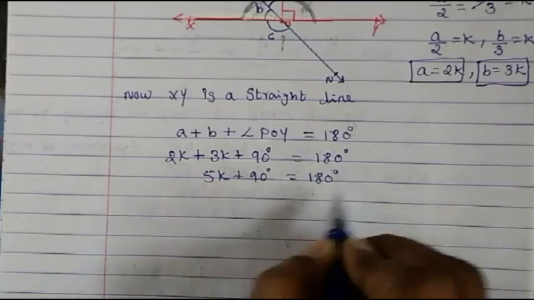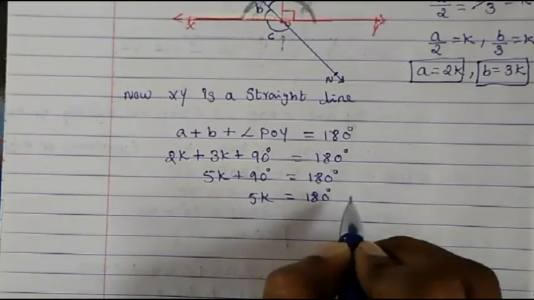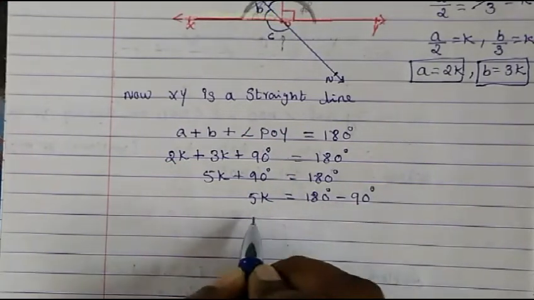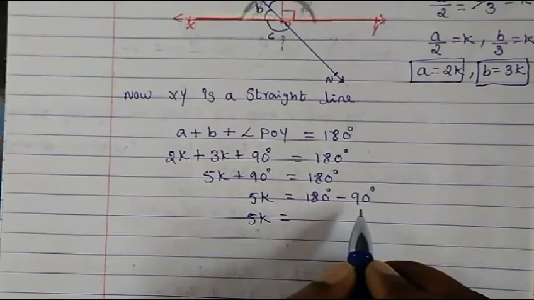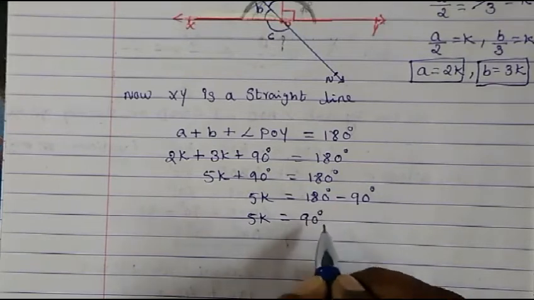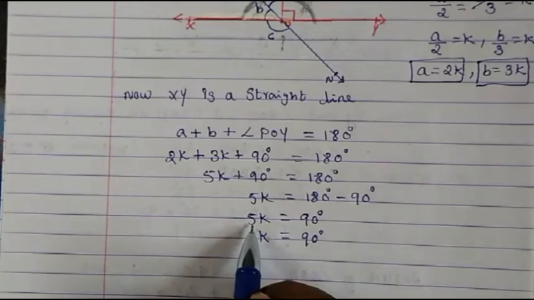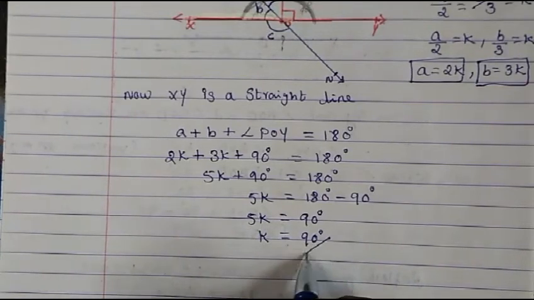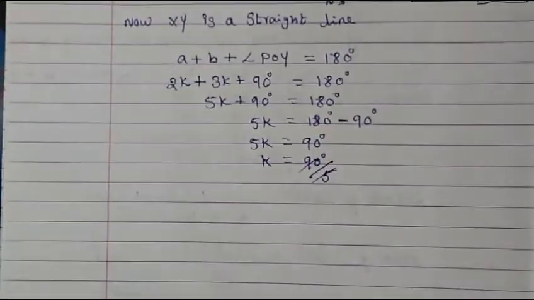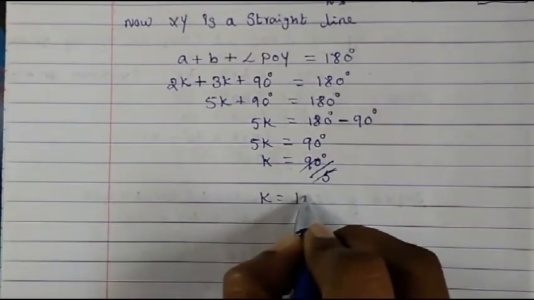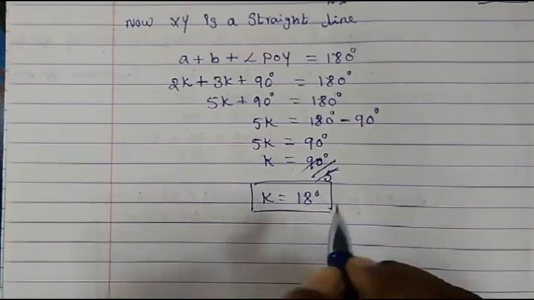Now can we bring this 90 to this side? We keep 5k here only. When it is plus and it comes to this side, it becomes minus. So 5k equals 180 minus 90, which gives us 90 degrees. Now let's keep k here only, because we want to find the k value. This is in multiplication, so when it comes this side it goes to division. When you divide, we get the k value 18. So this is our value of k.